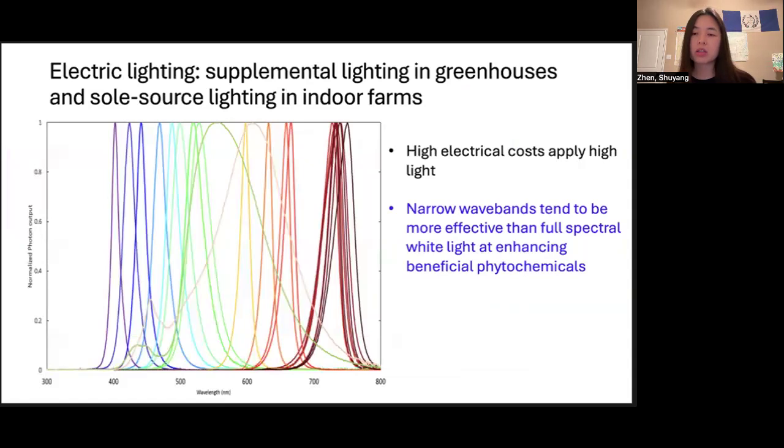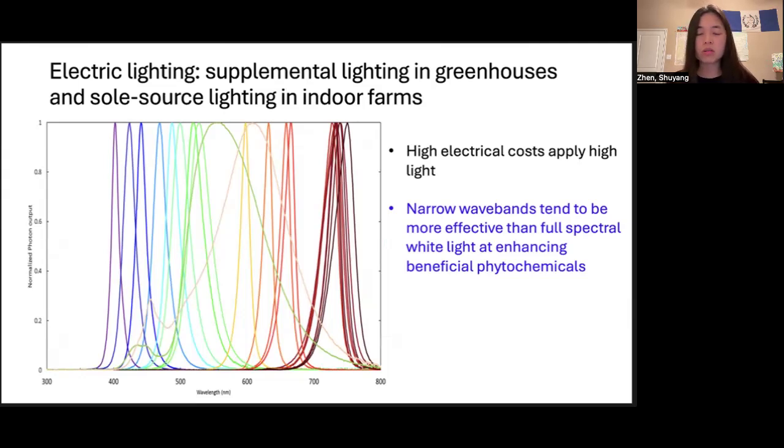LEDs are currently the most efficient options for horticulture lighting in both greenhouses and indoor farms, and they are available in many different colors. So potentially we can target specific plant responses through applying specific light colors.